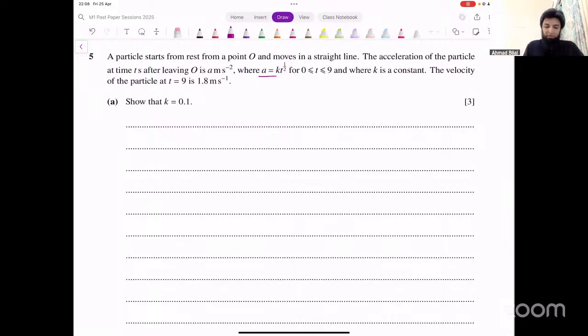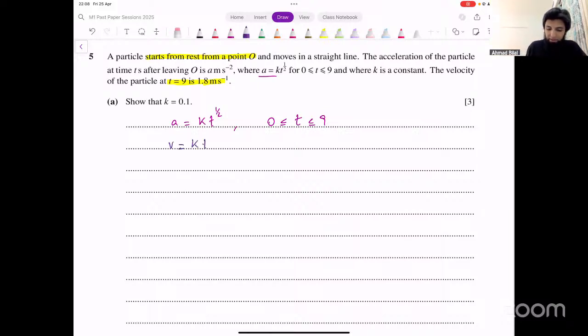So you have an acceleration function, and that acceleration function is k t raised to the power 1 over 2, where time is between 0 and 9. Now it starts from rest at O. And we're given that the velocity of the particle at time 9 is 1.8. How do you go from acceleration to velocity? You integrate it. Let's integrate.